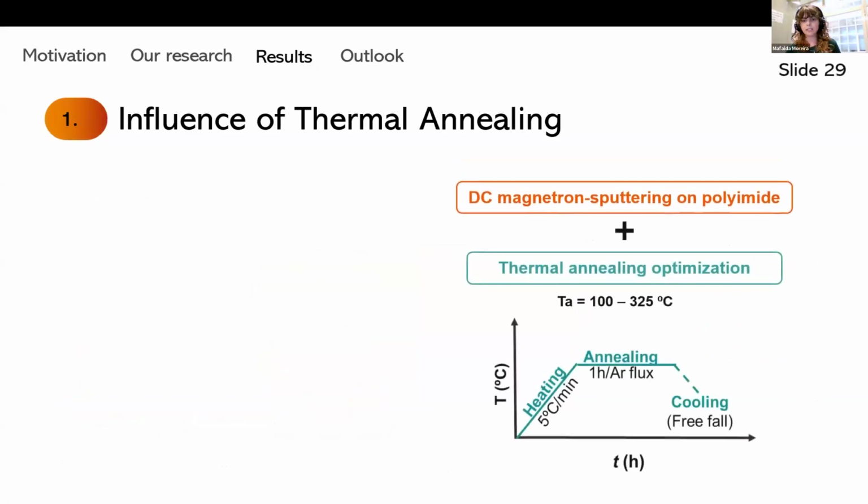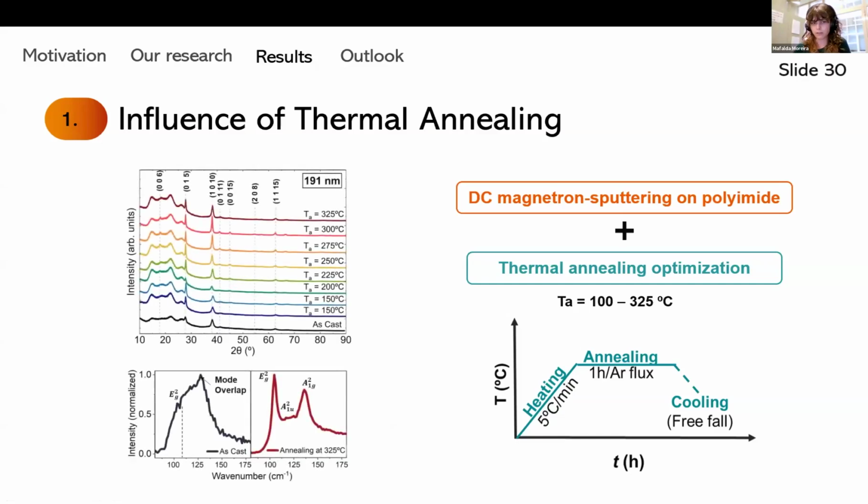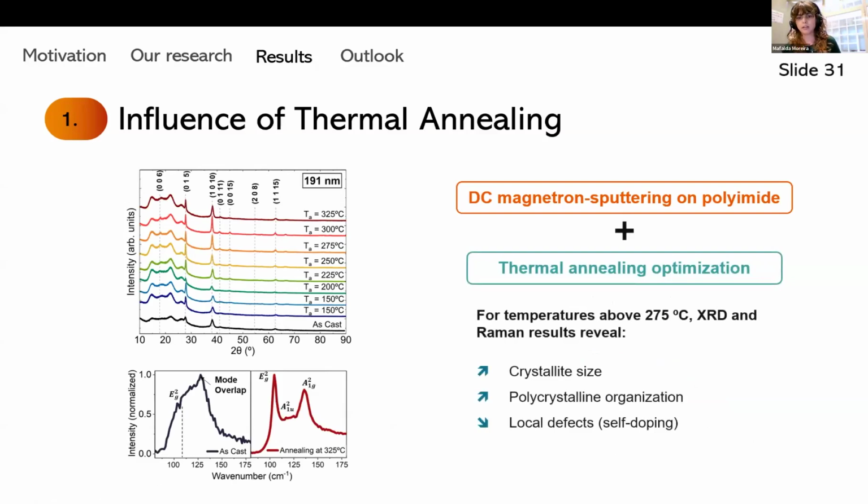The other thing that we did, like I said, to try and improve these films, because we already knew that we were working with some defects, was to test thermal annealing optimization at temperatures between 100 and 325 degrees Celsius in a constant argon flux for 1 hour. We did this with all the different thickness films, and then tested how structure improves through both X-ray diffraction and Raman spectroscopy. And what we saw is really not all that surprising.